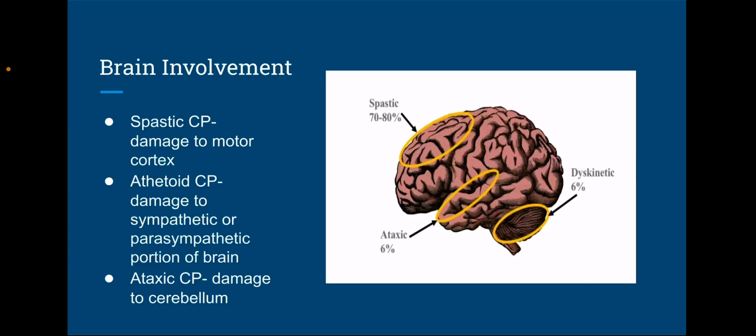So why are there so many different types of cerebral palsy? The various types of cerebral palsy are due to the area of the brain that has sustained the damage. Spastic cerebral palsy has damage to the motor cortex. Athetoid cerebral palsy is damage to the sympathetic or parasympathetic portion of the brain. And ataxic cerebral palsy is caused by damage to the cerebellum.